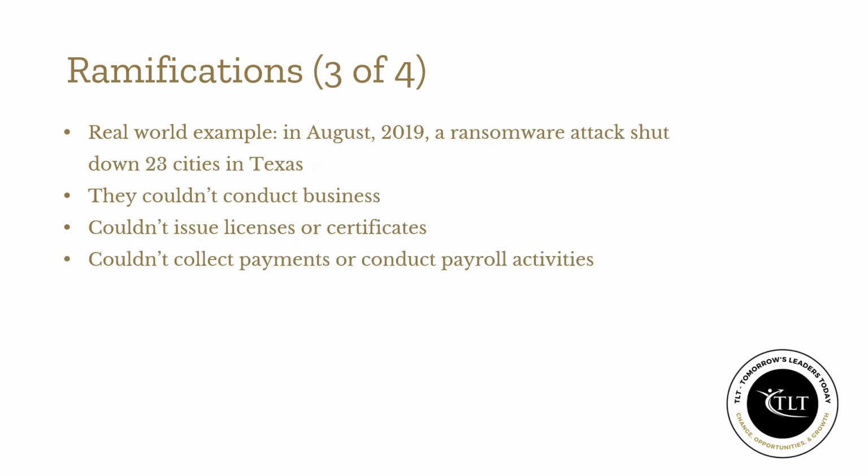Another real-world example. In August 2019, a ransomware attack shut down 23 city governments in Texas. They could not conduct business, they could not issue licenses or certificates, and they couldn't collect payments or conduct payroll activities.